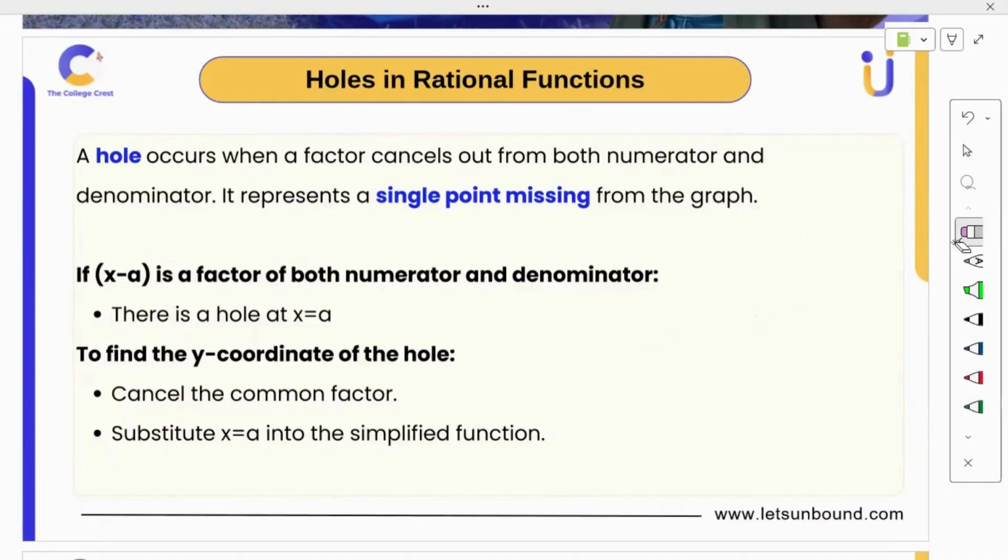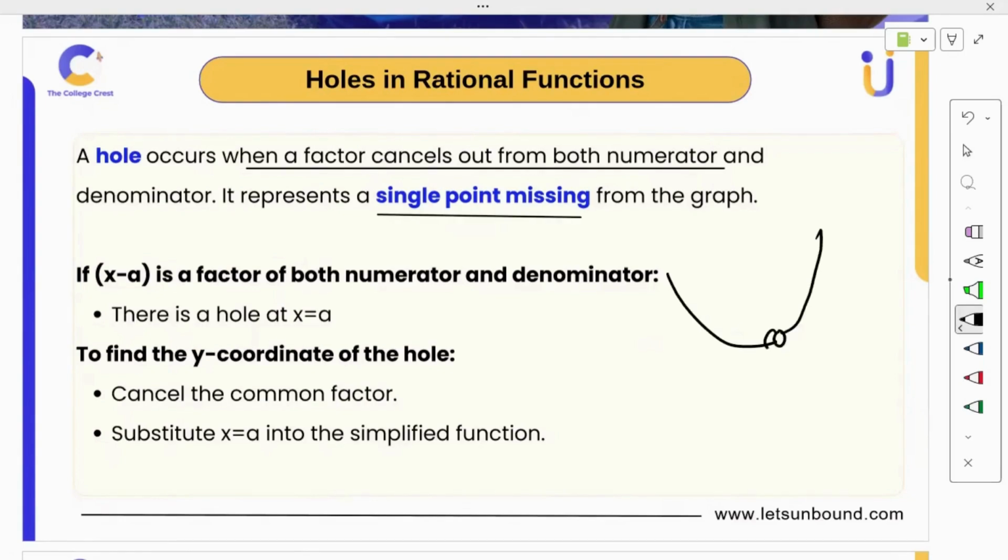Now, a hole occurs when a factor cancels out from both the numerator and denominator. So in many problems, when we simplify, some factors cancel out, and they produce a hole. It represents a single point missing from a graph. Exactly here, the function is not working. If x minus a is a factor present in the numerator and also in the denominator, then there is a hole at x equals a. Just equate it to 0, and you will get x equals a number, the hole.